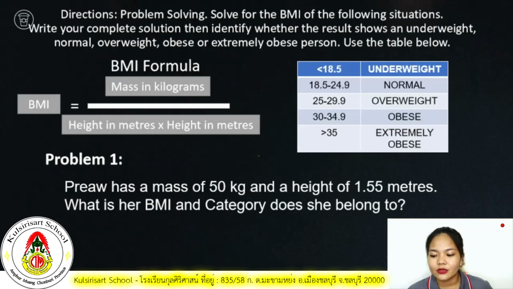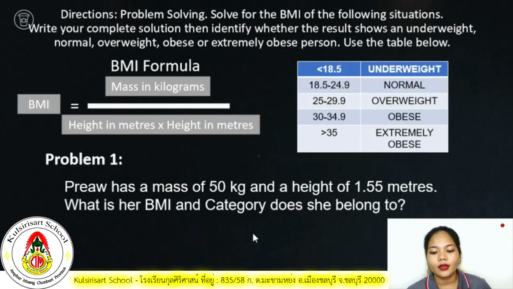And for our last part, we have here directions. Problem solving. Solve for the BMI of the following situations. Write your complete solution, then identify whether the result shows an underweight, normal, overweight, obese, or extremely obese person. Use the table below. Okay, so I have here the formula for BMI. Use it for your reference. And I also put here the table which will show the different ranges of BMI.